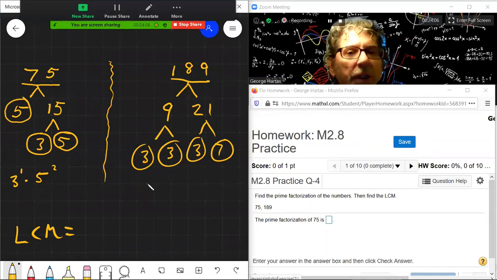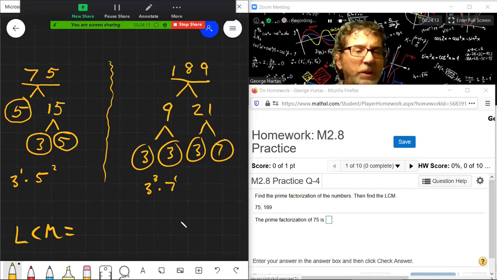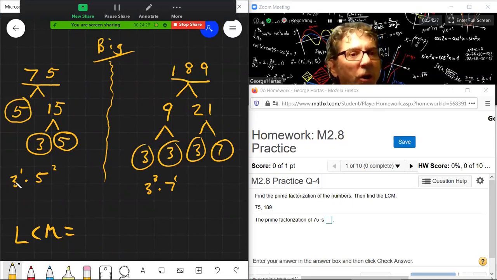You don't have to do this, but I want to just show it to you here anyhow. We have 3 3s and 1 7. All right, so let's find the LCM. We're looking for big, biggest. Big is the keyword. Let's look at the 3s first. Let's compare the base of 3. We have 1 3 here, 3 3s here. There are more 3s here. Bring the 3 3s down.